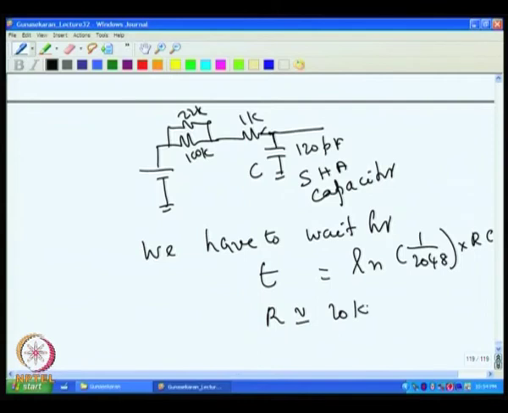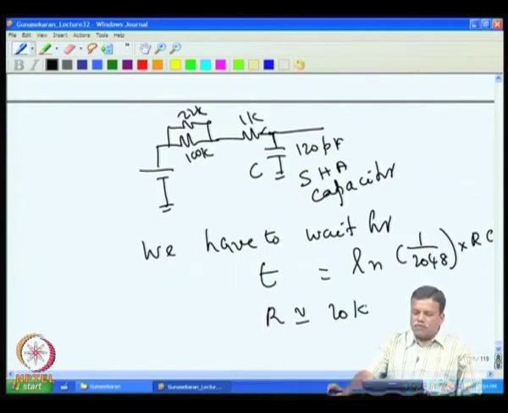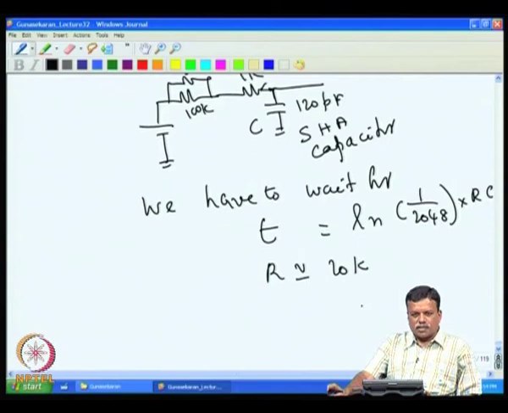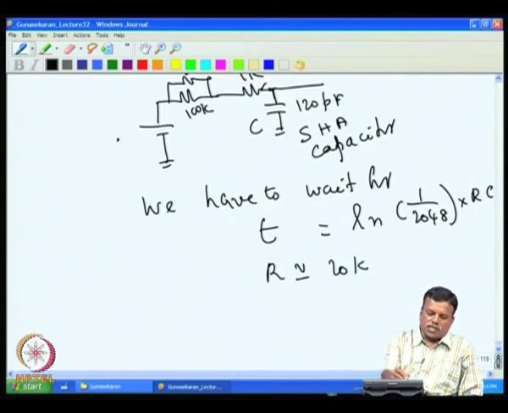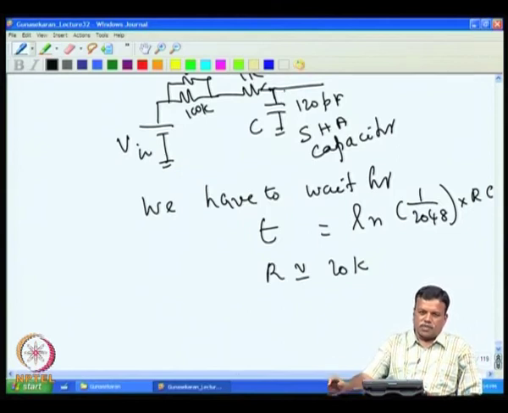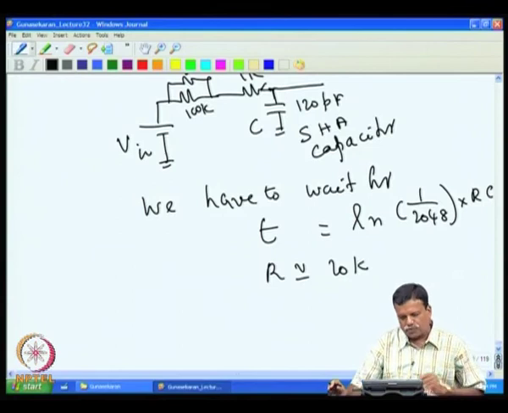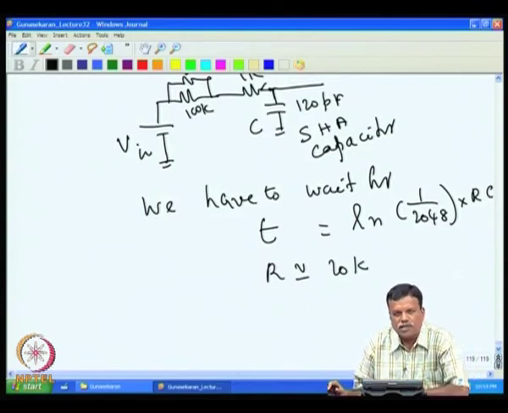So, if you see this, you may have to wait almost 40-50 microseconds to reach within half LSB of the input voltage. If V input is 1 volt, then to reach within half LSB of 1 volt, we have to wait more than 40 microseconds.